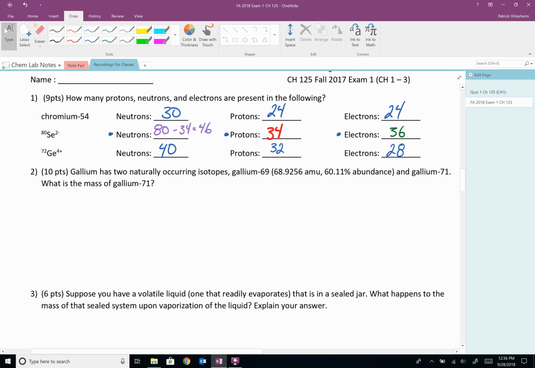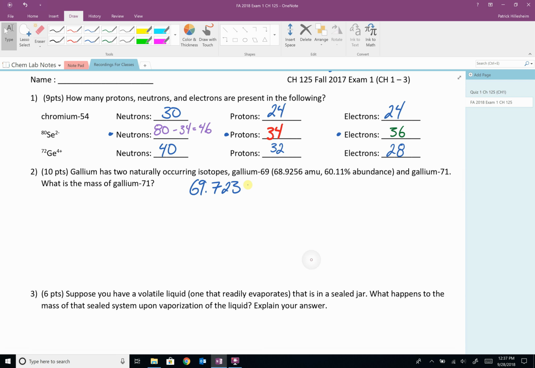Okay, question 2. We're looking at isotopic abundance. Gallium has two naturally occurring isotopes, gallium-69, and then it gives us some info, and gallium-71. It asks, what is the mass of gallium-71? So remember, we need our equation. And so we're going to need our periodic table and look up the atomic mass for gallium. And if we look it up, it is 69.723. That's the periodic table that I'm using.